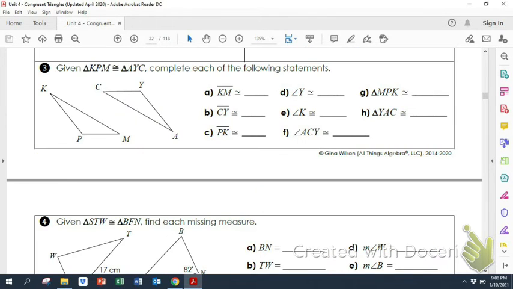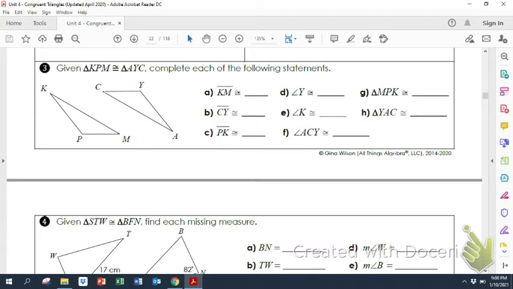Okay, so let's put this into practice. Let's look at problem number 3 here. On number 3, we have triangle KPM is congruent to triangle AYC. Complete each of the following statements.